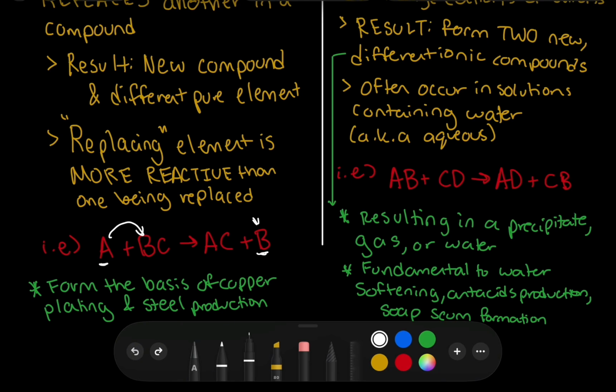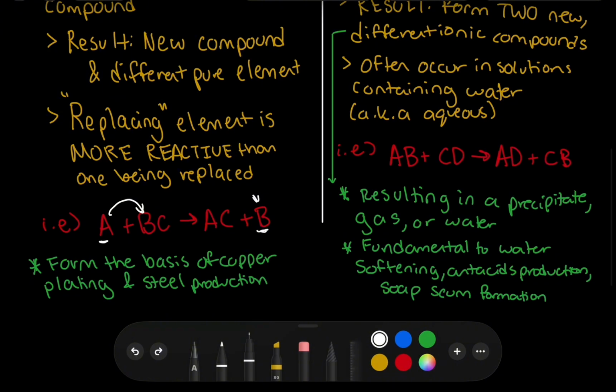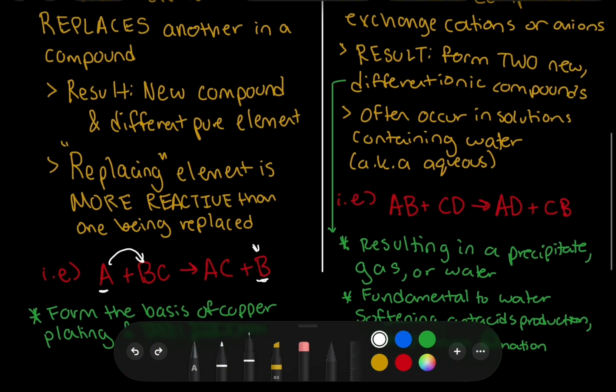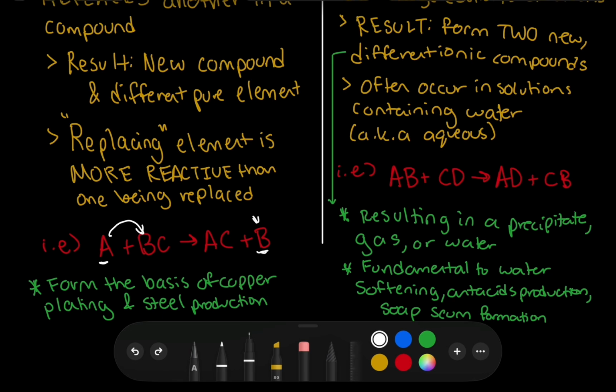Another thing I want to add is that single replacement reactions form the basis of copper plating and steel production. For the double replacement reaction, the general equation would be AB plus CD on the reactant side and then AD plus CB on the product side.